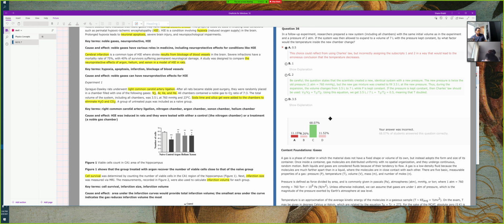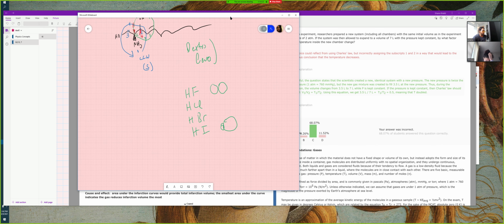Oh wait. Okay. Hold on. So they're talking about different stuff here. So they're first saying same initial volume as in the experiment. So this is a new experiment.